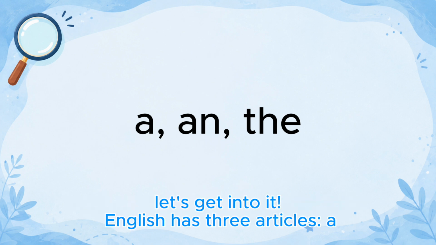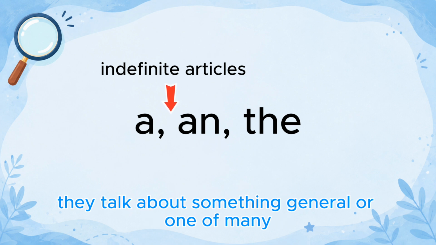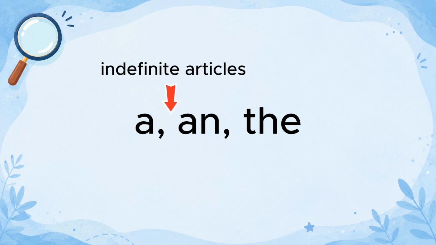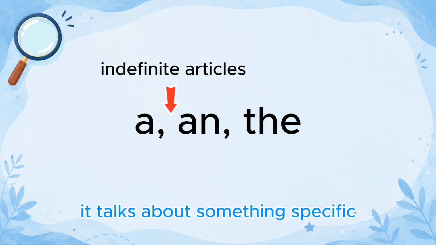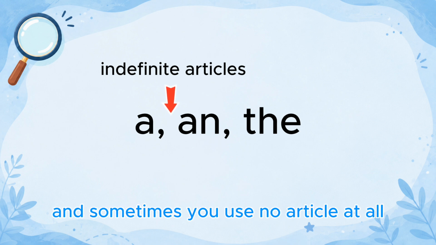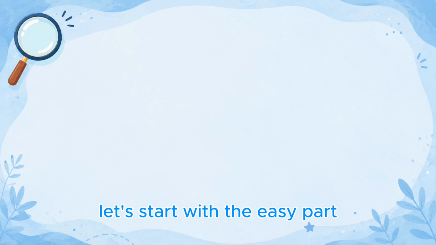Let's get into it. English has three articles: a, an, and the. A and an are called indefinite articles. They talk about something general or one of many. The is the definite article. It talks about something specific. And sometimes you use no article at all. We'll cover all four situations. Let's start with the easy part.